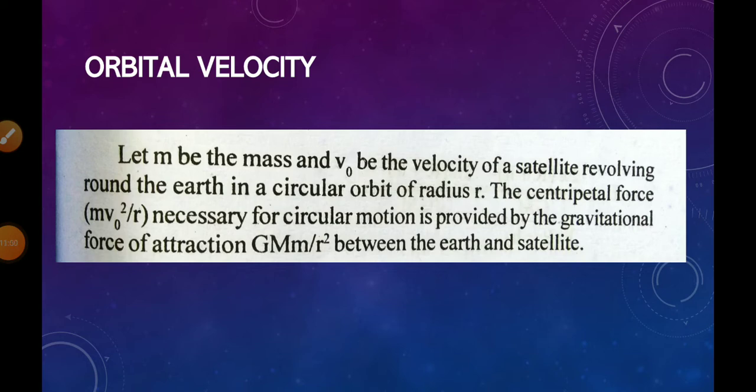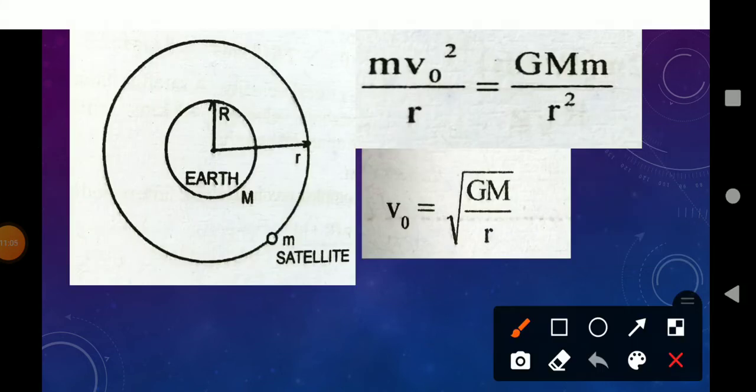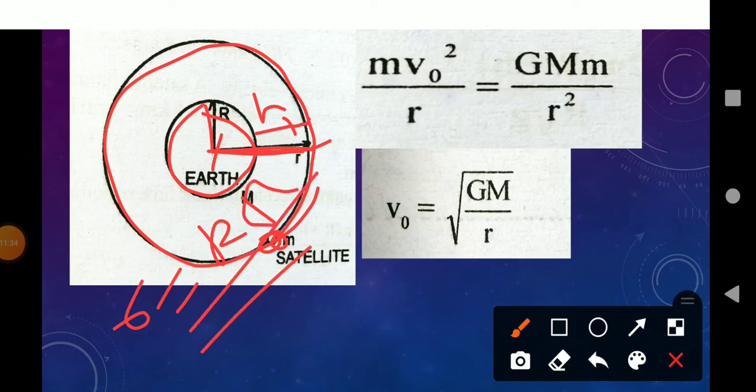I'll show you an image. So let m be the mass and v0 the velocity of the satellite revolving around the earth in a circular orbit of radius r. This r will be from the center of the earth. If capital R is the radius of the earth, and from the surface of the earth the height will be h, then the small letter r can be written as R plus h. We'll show you in a later section.